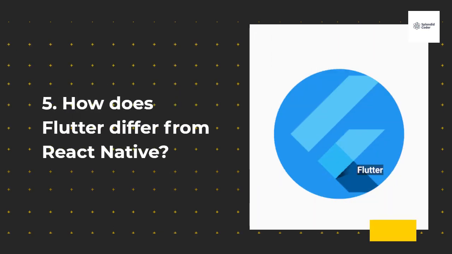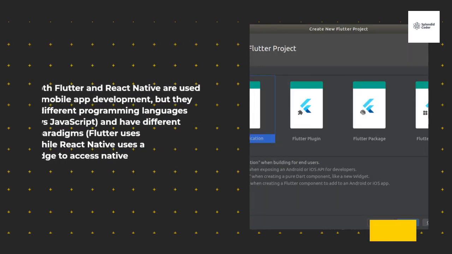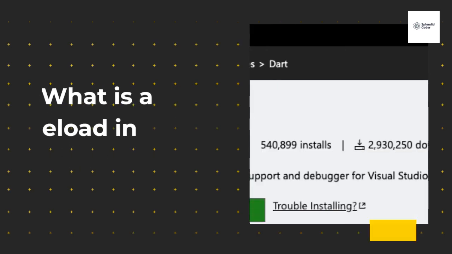5. How does Flutter differ from React Native? Both Flutter and React Native are used for mobile app development, but they use different programming languages, Dart versus JavaScript, and have different design paradigms. Flutter uses widgets, while React Native uses a JavaScript bridge to access native components.